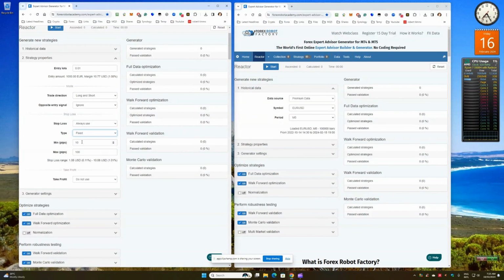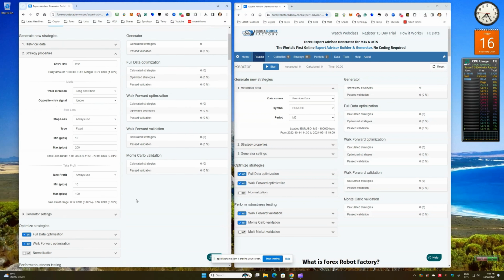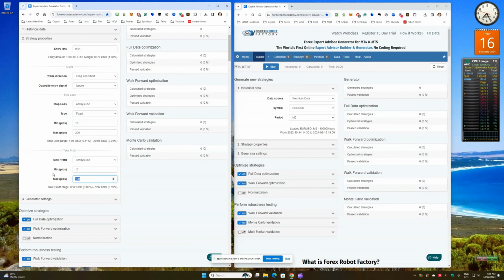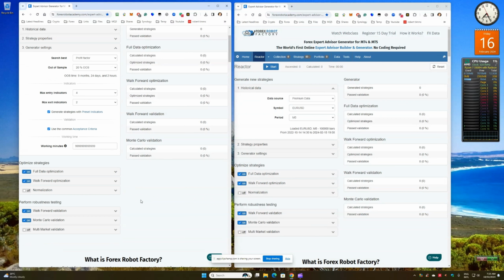The minimum pips is 10, maximum pips is let's say 200. Let's give it a good range. Take profit we must use as well, so let's say the same thing, 200. I think I'll actually reduce the stop loss to 100 and have a maximum take profit of 200. That is most of the settings that we need to worry about for now.